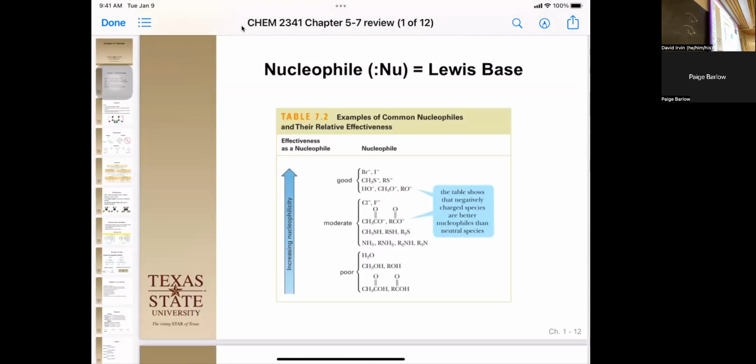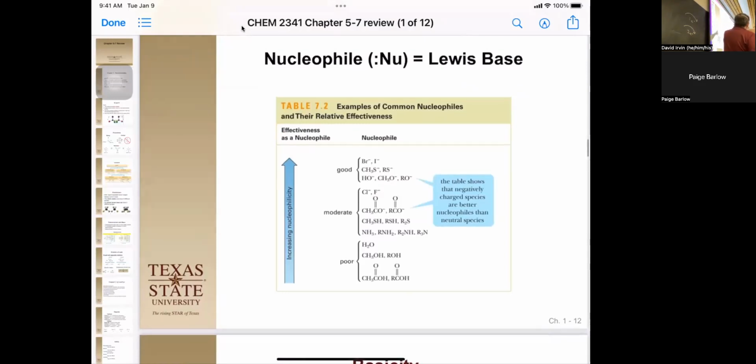Notice they are all oxygen and they are all neutral. And they're all protic. These are all in that poor group. They're all protic solvents, they're all poor nucleophiles. Okay, and number one thing, a nucleophile is equal to a Lewis base. Not a Bronsted base, a Lewis base.